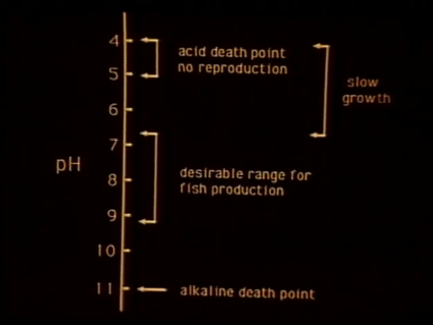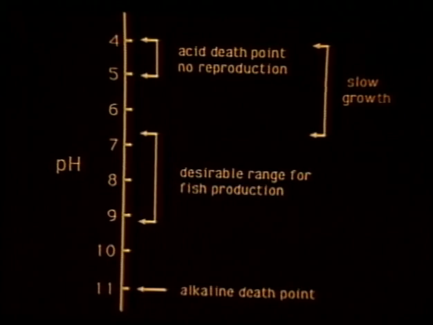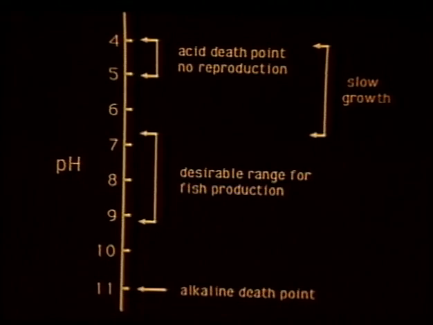Fish are sensitive to extreme values of pH. The acidic and basic death points for most fish are approximately pH 4 and 11 respectively. However, slow growth may occur in moderately acidic or basic waters. In waters which are not buffered sufficiently, the pH may remain at these values for long periods of time, thereby inhibiting growth. In properly buffered ponds, the pH will remain between approximately pH 6 and 9 most of the time. This range is desirable for fish production.